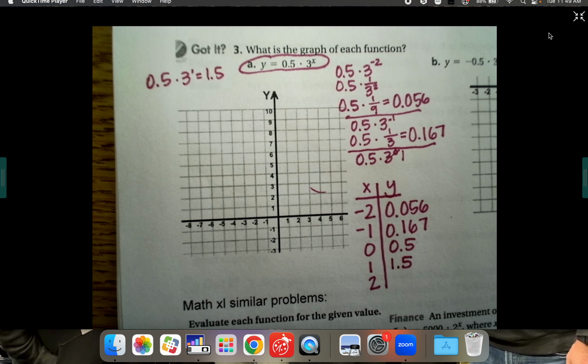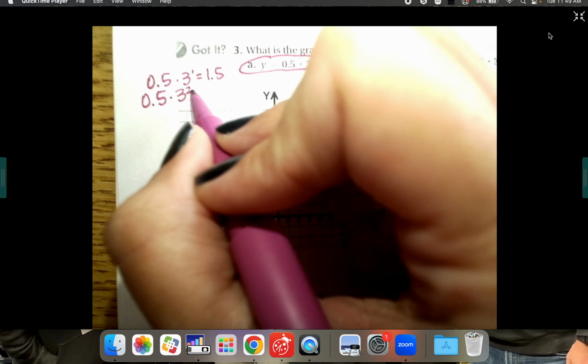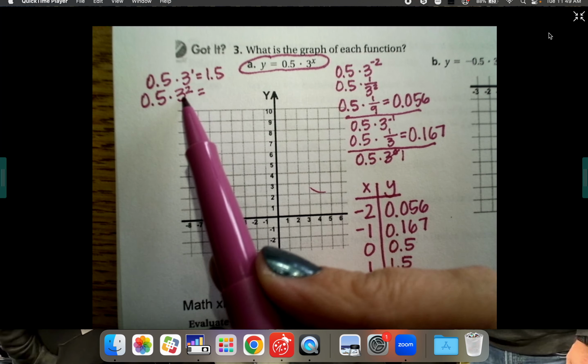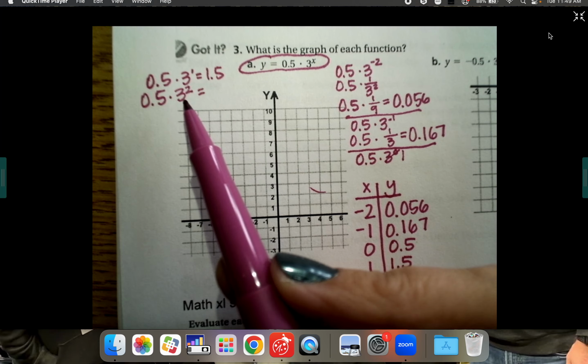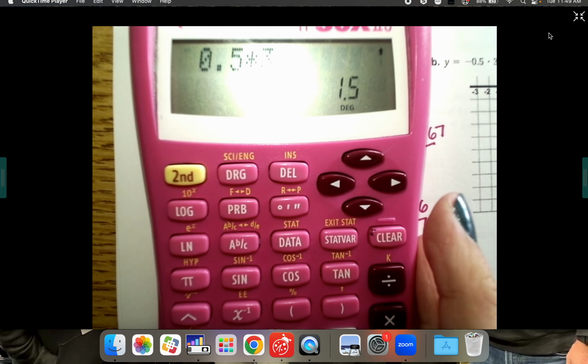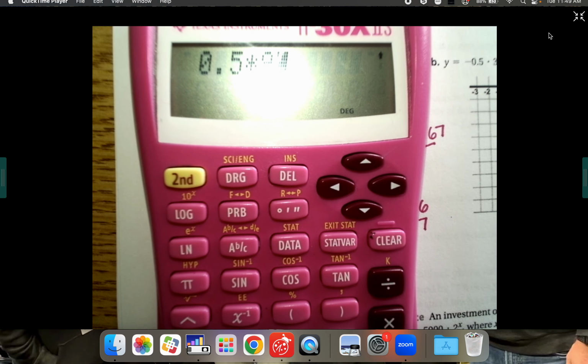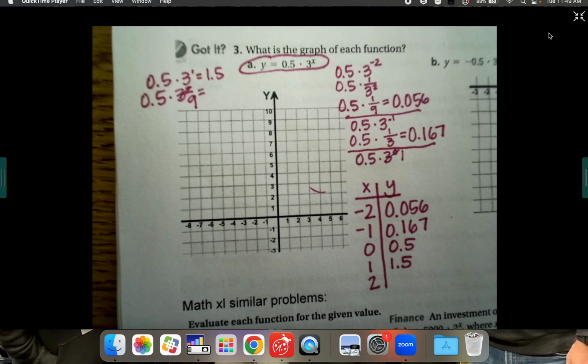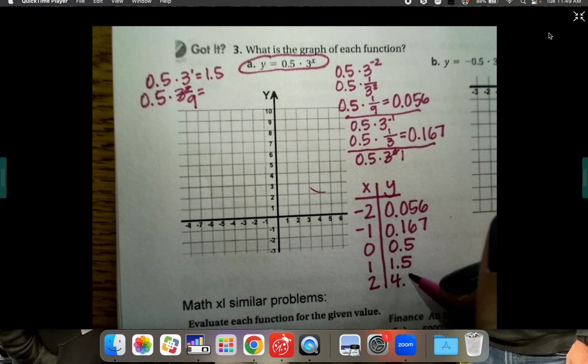And now lastly, let's put in a 2. So 0.5 times 3 squared. Exponents first, so 3 squared is 9. So I'm going to put in my calculator 0.5 times 9. 4.5. So this is growing extremely rapidly.